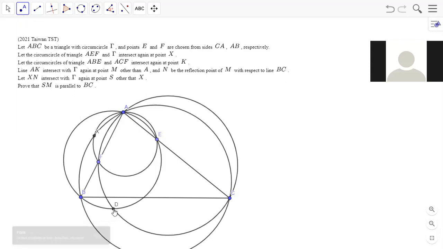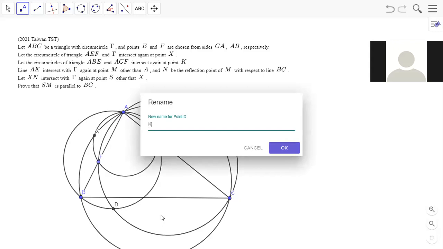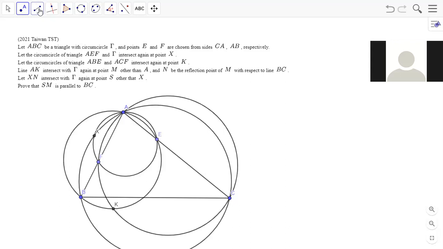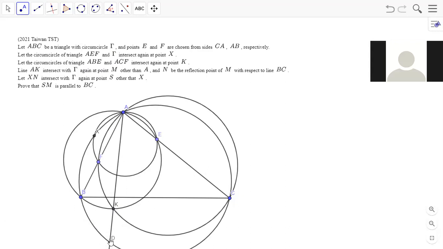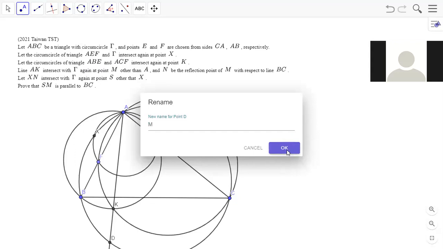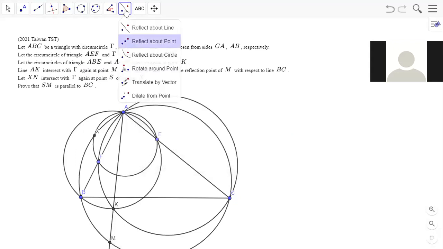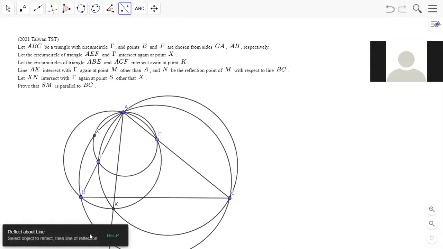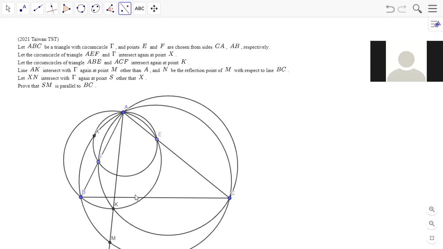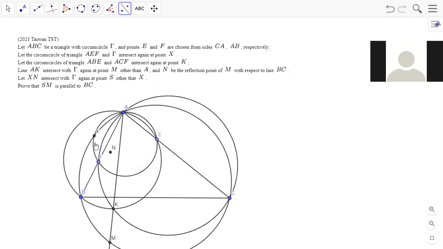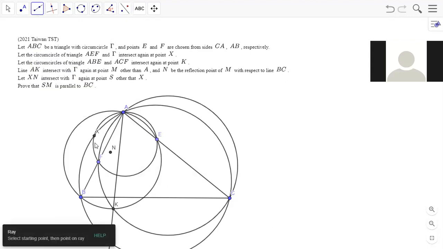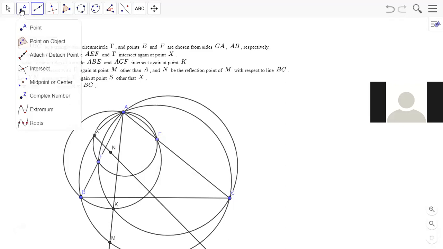Okay, so this is point K right here. And AK intersects the circle again at M. I want this thing to go away. It'll go away. There we go. So that's M. And let N be the reflection of M over BC. I have to wait for this thing to go away. There we go. So this is point N. I'm going to move the diagram up a little bit. XN intersects the circle again at S. And we want to show that SM is parallel to BC.